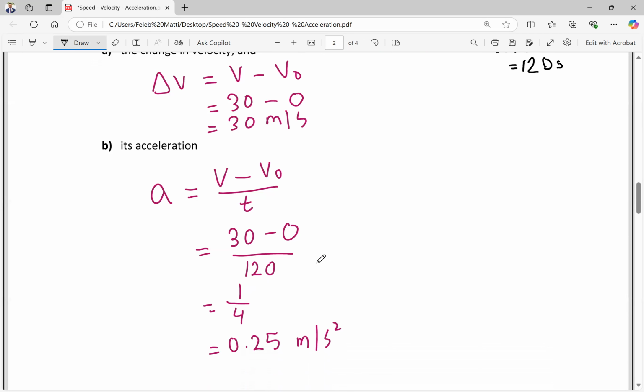So, if the velocity is increasing, then the acceleration is positive. And if the velocity is reducing, so imagine you are slowing down from 50 meters per second to 0, then we are decelerating. Then the value of A must be negative.